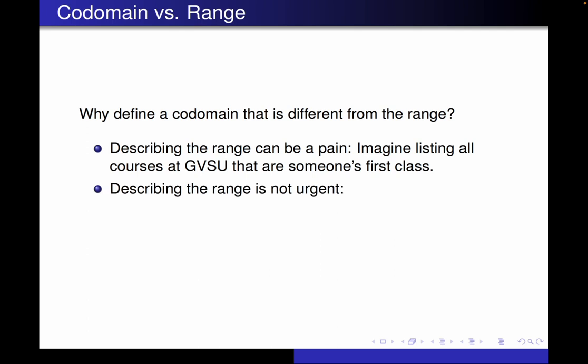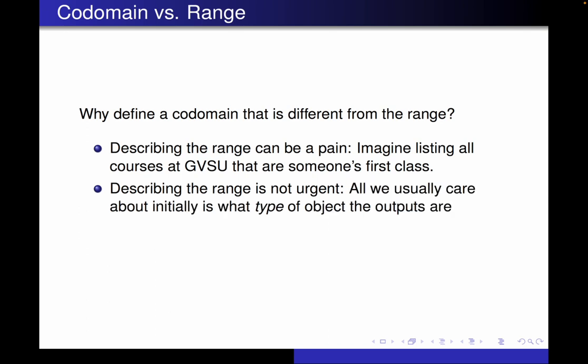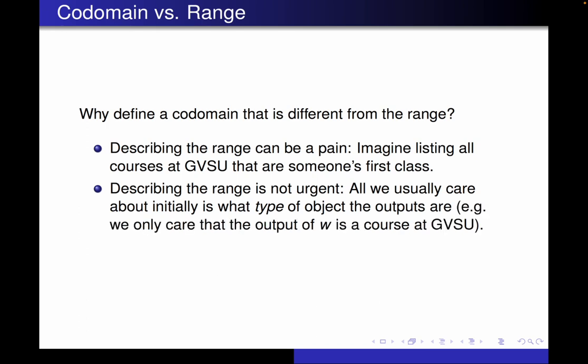The second reason is that describing what the range is is not a super urgent task. It is really important for us to know what the inputs are because we want to know what are the appropriate things to put in this function. But for the outputs, we usually only care in the beginning about what type of object the outputs are. So in this case, we only care that the output is going to be some course at GVSU. We don't care which ones are actually going to be outputs and which ones are not. We just care that it's going to be a course at GVSU.